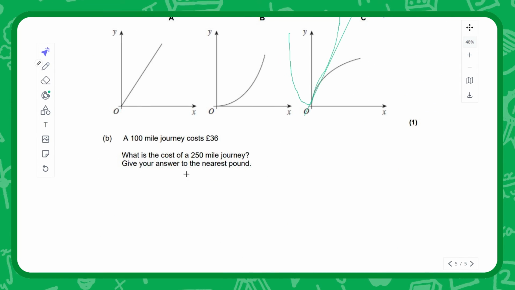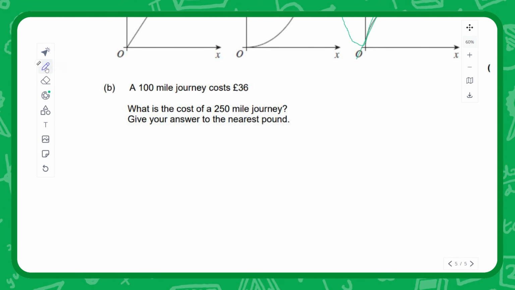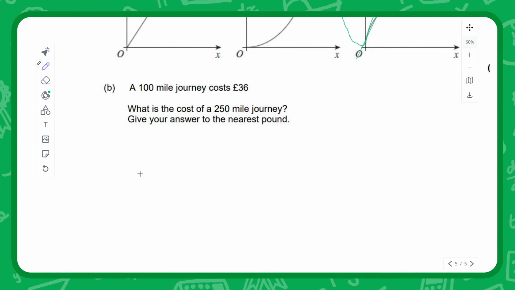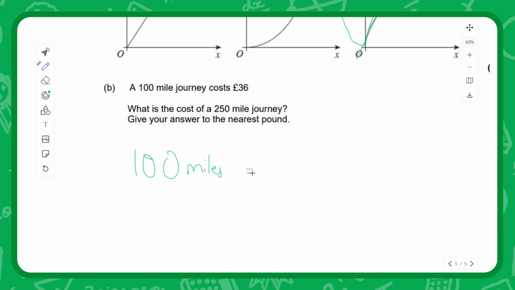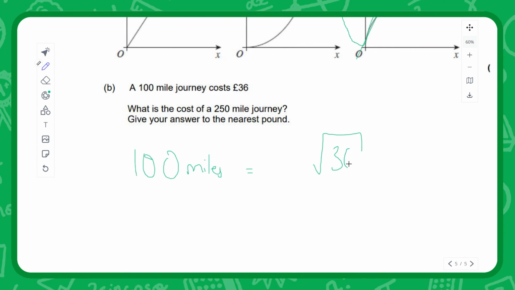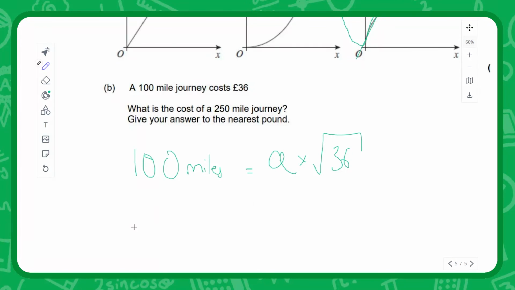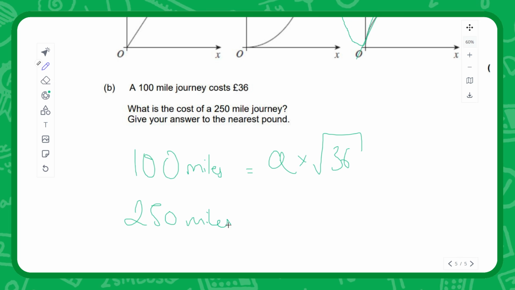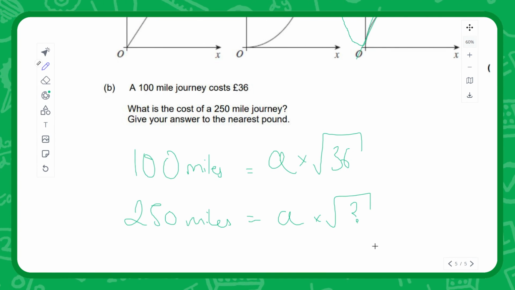I want to leave this last one as a bit of a challenge for you guys. A 100-mile journey costs £36. What's the cost of a 250-mile journey? So we've got to think that in this case, y, 100 miles, is equal to the square root of 36 times by some number, we'll call it, say, a. And then what you've got to figure out is, what's it going to be for 250 miles, given it's going to be the same a, square root of some answer.